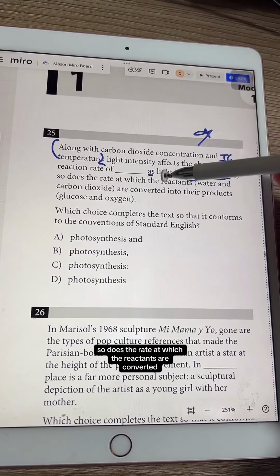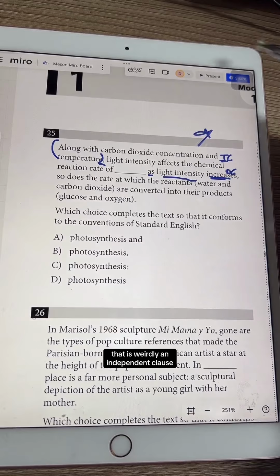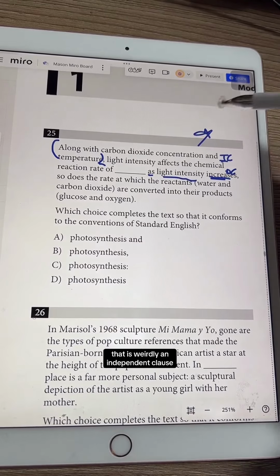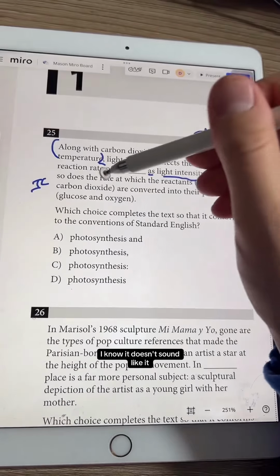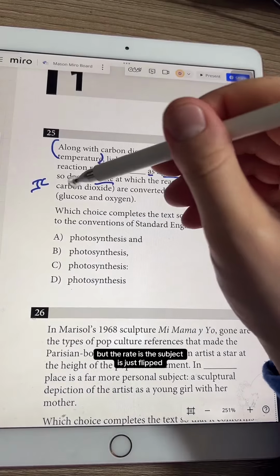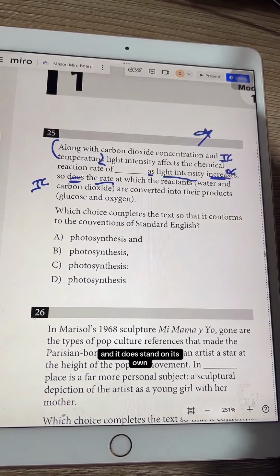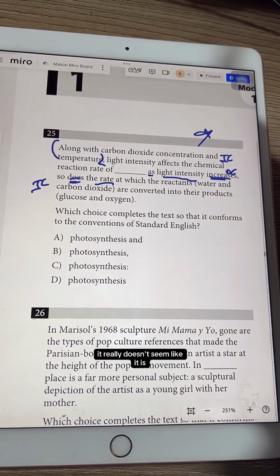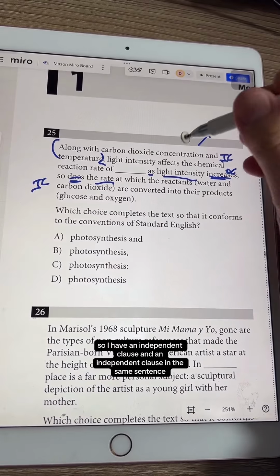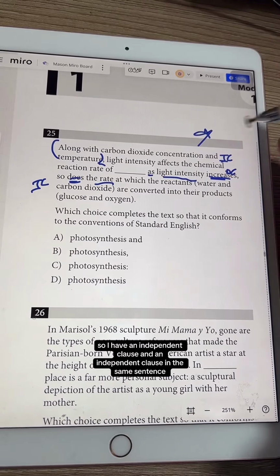So does the rate at which the reactants are converted. That is weirdly an independent clause. I know it doesn't sound like it, but the rate is the subject, it's just flipped, and then does is the verb, and it does stand on its own, even though, again, it really doesn't seem like it is. So I have an independent clause and an independent clause in the same sentence.